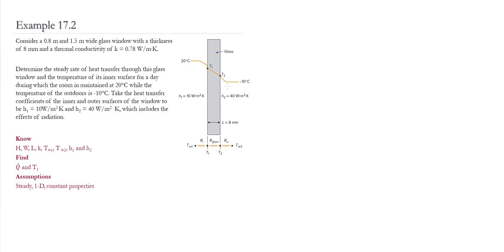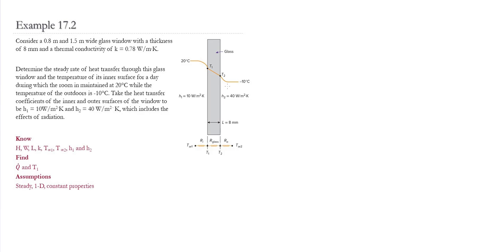The inside of the room is maintained at a temperature of 20 Celsius and it has a heat transfer coefficient of 10 watts per meter squared Kelvin. The outside is maintained at negative 10 Celsius and it has a heat transfer coefficient of 40 watts per meter squared Kelvin. Both of the heat transfer coefficients include the effect of radiation. We're going to assume this problem to be steady, one-dimensional, and it has constant properties.